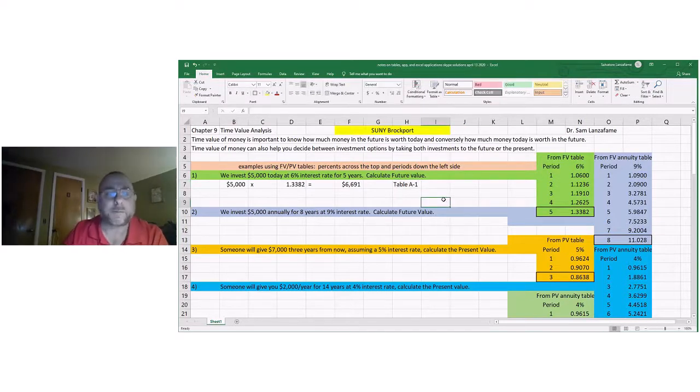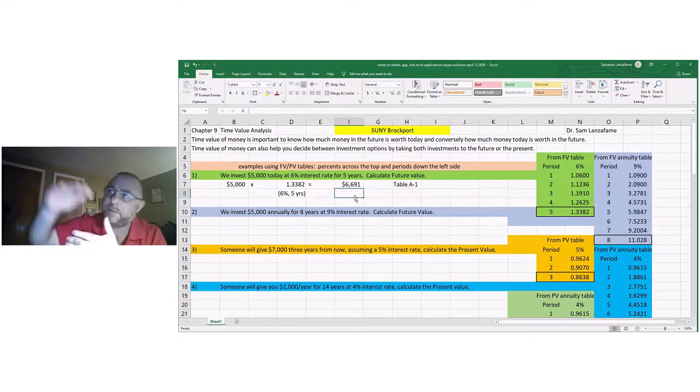The future value of a single amount. So 6% for 5 years. So that's 6%, comma, 5 years. And you get that 1.3382. Okay? That's all there is to it. So if you want to find a future value, you've got to know how many years in the future, and you got to know what is the interest rate that's going to be applied in every year, right?